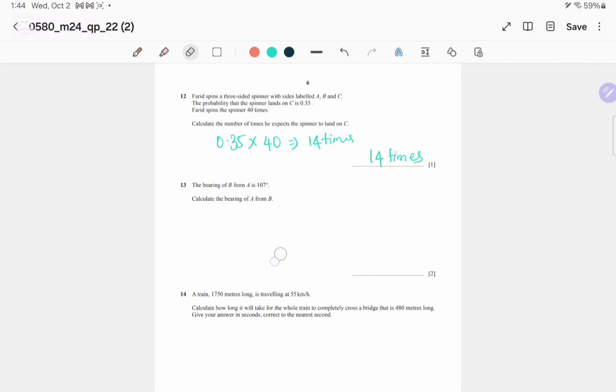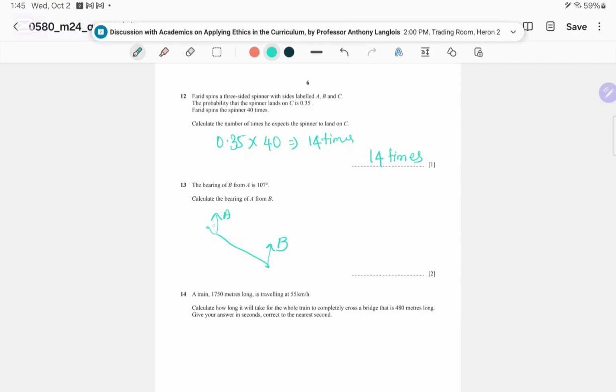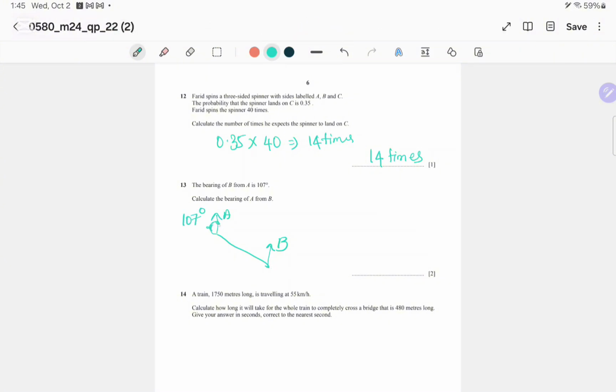One minute, I will redo this part. This is A, this is B, this is 107 degrees. This is the remaining angle we should calculate, because in a straight line it is 180 degrees. So 180 minus 107. To calculate the bearing from B to A, always start from the north and go in the clockwise direction. That's the way we calculate the bearing.